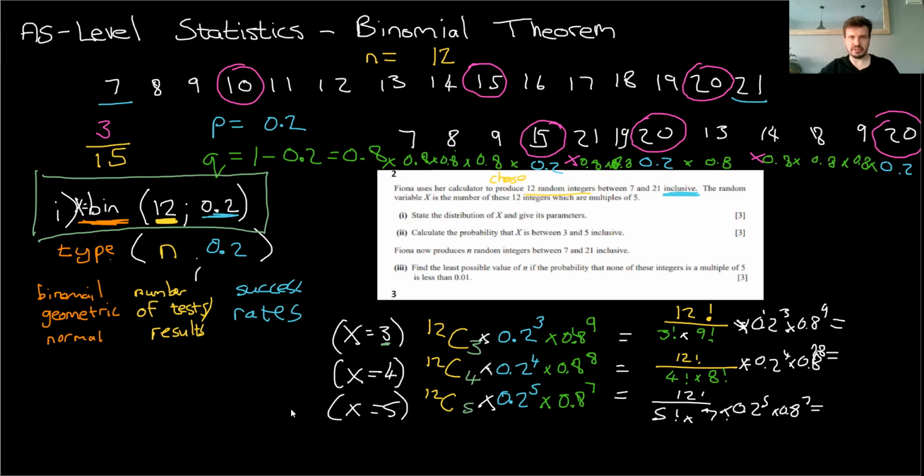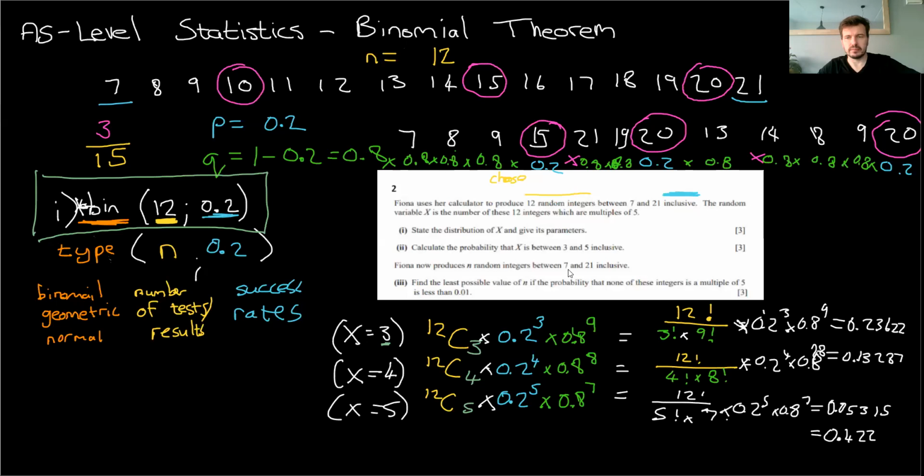And then the probability of all of that being either 3, 4, or 5 is when we just add those probabilities together. Okay, so if you put that in your calculator, you should get 0.23622, 0.13287, 0.05315. Add those up and you get a probability of 0.422. So just under 0.5.